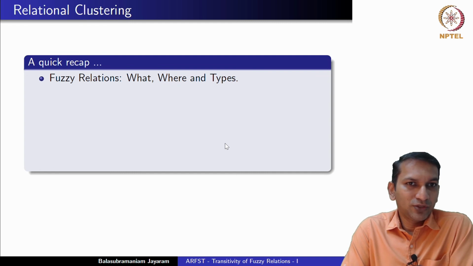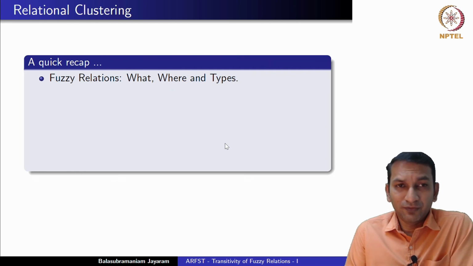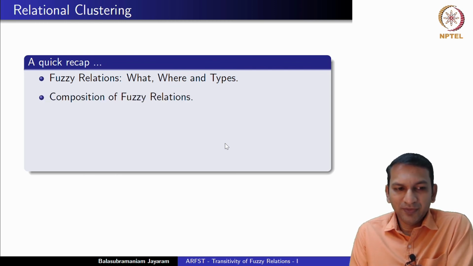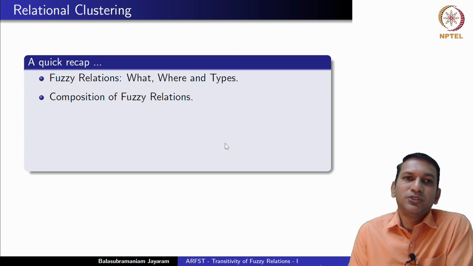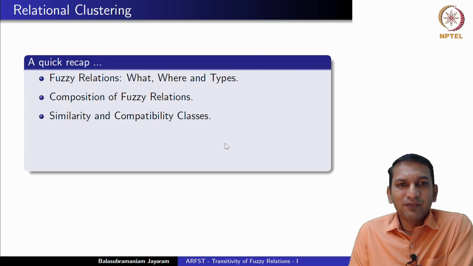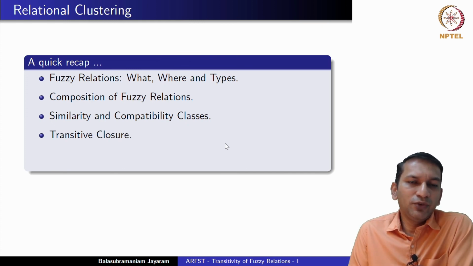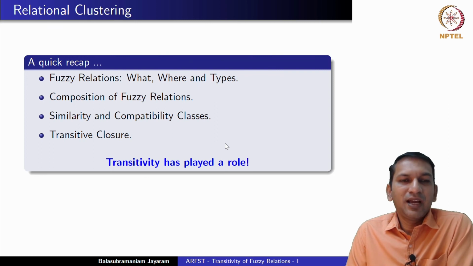A quick recap of what we have seen so far. We have looked at fuzzy relations, and in that we have looked at two different special types of binary fuzzy relations, that of similarity and compatibility. Note that transitivity plays a role here. When we discussed composition of fuzzy relations, we did not see them in terms of transitivity, but we now know that transitivity is related to composition and composition is related to transitivity. Finally, when discussing similarity and compatibility classes, we have seen the key role played by transitivity there again. And in today's lecture, we have seen how to infuse transitivity into a fuzzy relation if it doesn't have one to begin with. In all these things, transitivity has played a role.